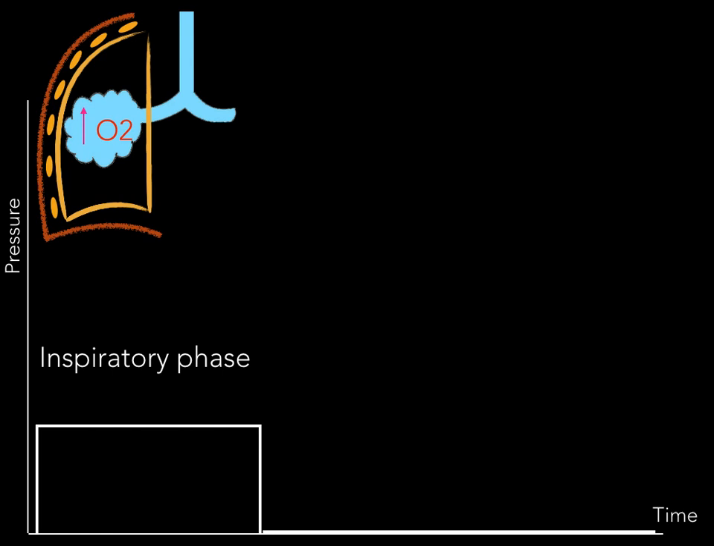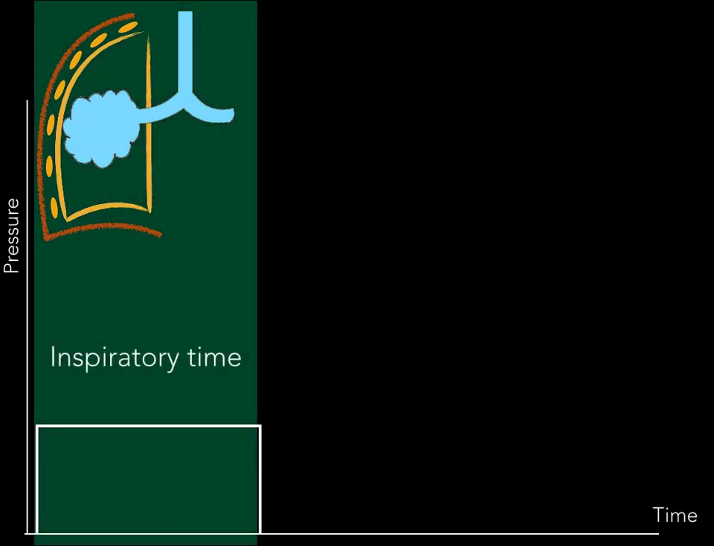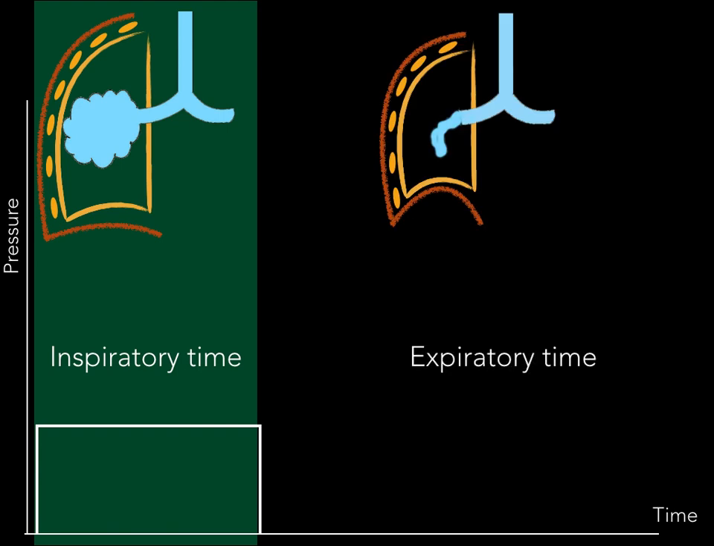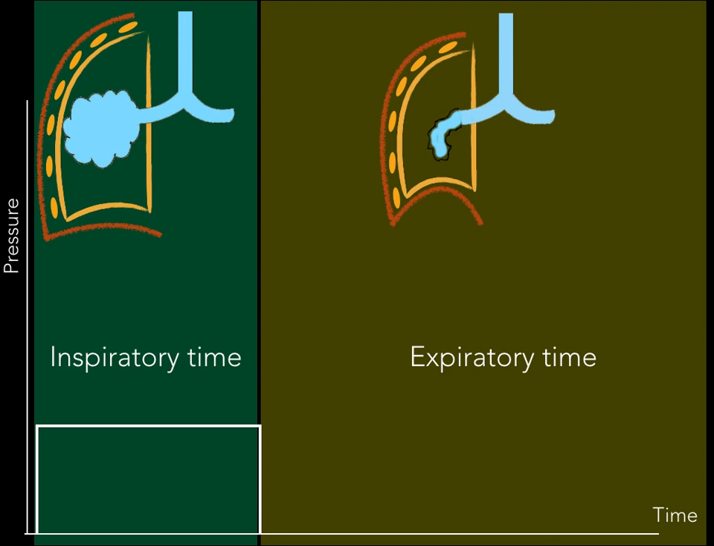The alveoli then reduce in volume during expiration to remove carbon dioxide. Diffusion occurs during inspiratory time, which is essential for gas exchange. The expiratory time is about twice as long as inspiratory time. This gives an IE ratio of 1 to 2.